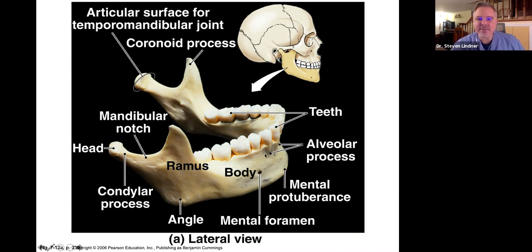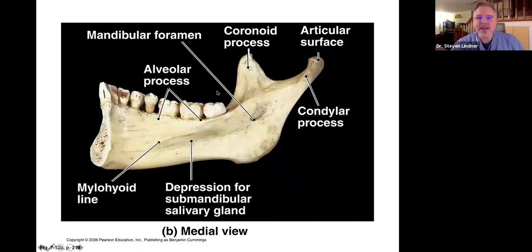The teeth are sitting in bone called the alveolar process. Here's the coronoid process here and here. This is where a lot of your muscles of mastication are going to attach, especially those pterygoids. Now, don't confuse the coronoid process. We're going to do a structure next week on the scapula. The scapula has a coracoid process. And then when we do the forearm, the ulnar bone has another coronoid process. So there's a coracoid and a coronoid.